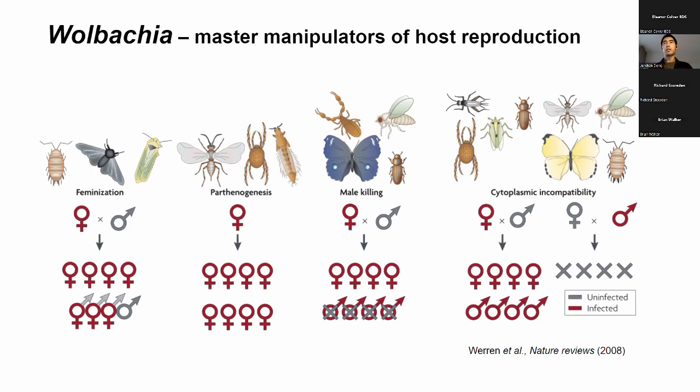And there is another very common thing about Wolbachia, which is cytoplasmic incompatibility. So basically, uninfected females cannot produce any offspring with infected males. So I will give you a very classic example that maybe you have heard a lot about recently.